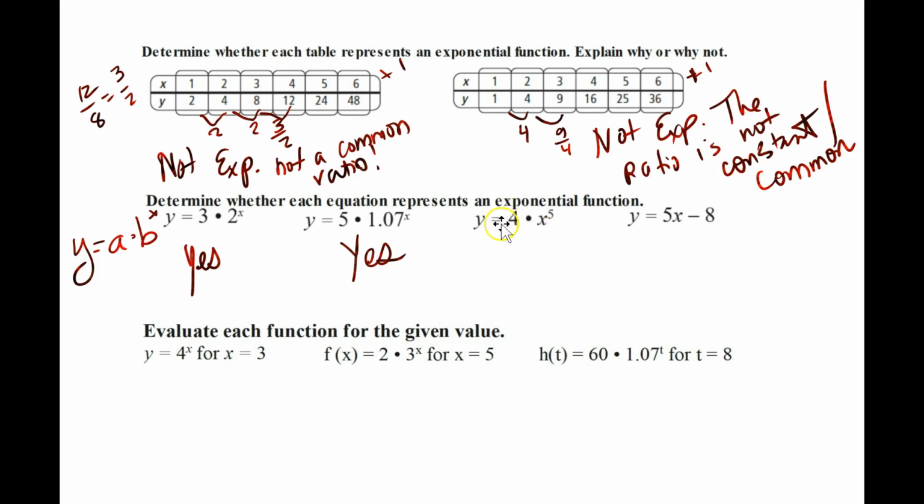Is this one a times b to the x? A is 4. B, hold up, and the x should be the exponent. The x should be the exponent. So no. And y equals 5x minus 8.